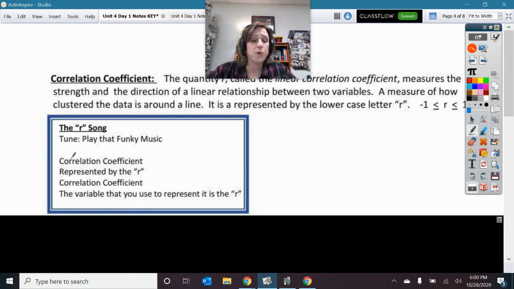Okay, so we got the correlation coefficient represented by the R. The variable that you use to represent it is the R. If we always remember that, then we'll know that the other vocabulary, coefficient of determination, which goes to the Frosty the Snowman song, is R squared. Okay, so here we go.